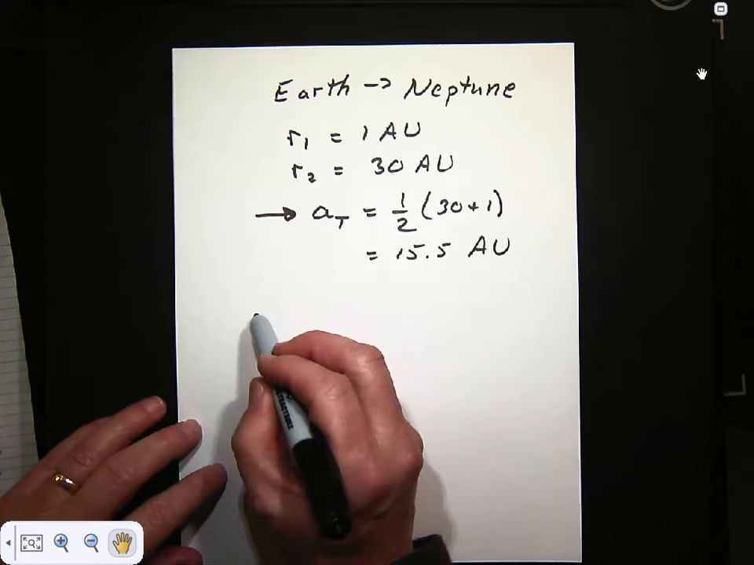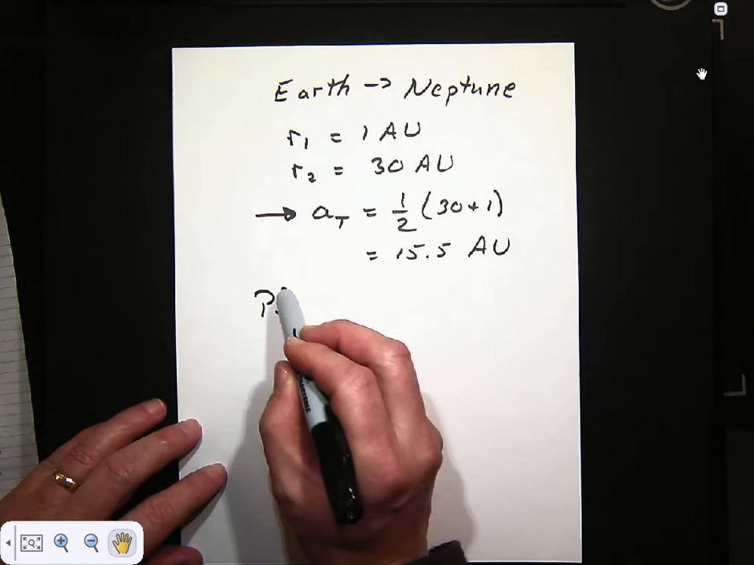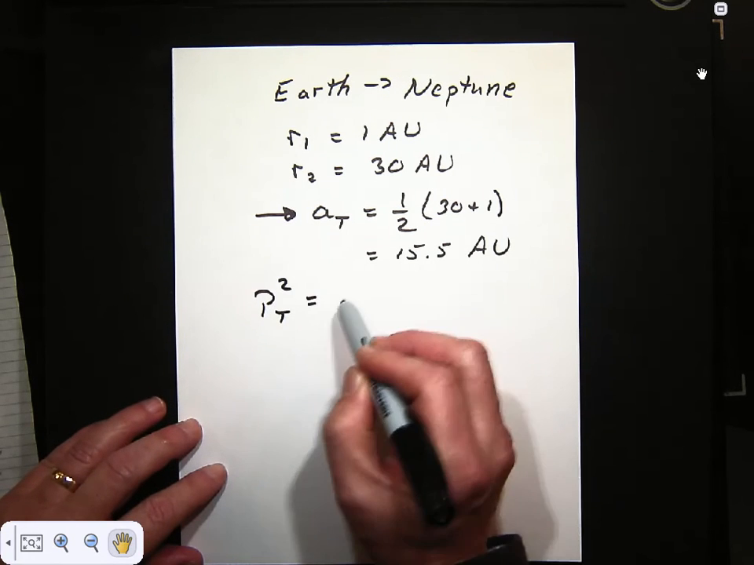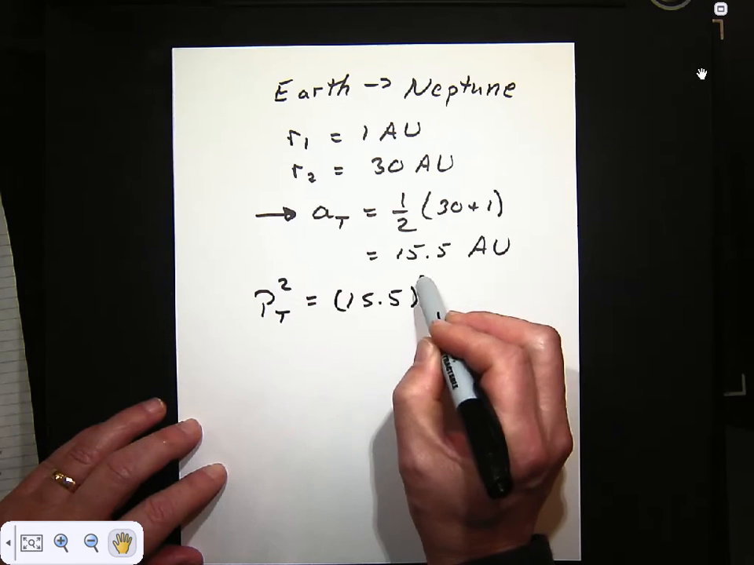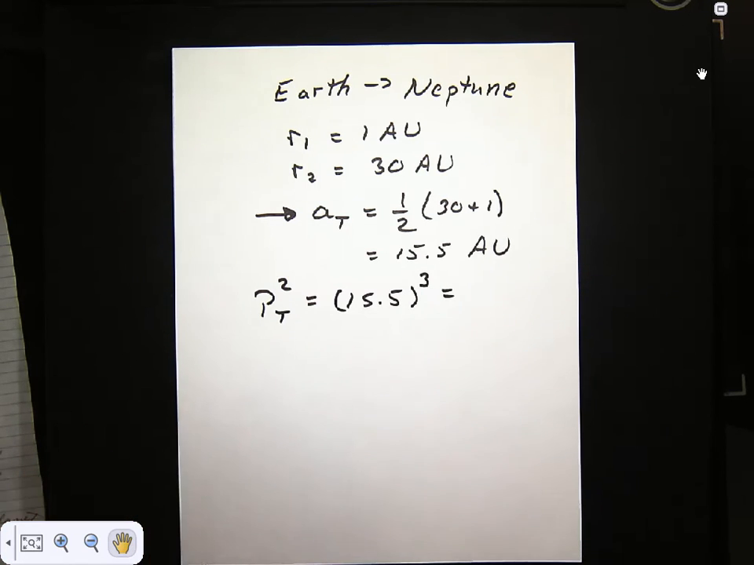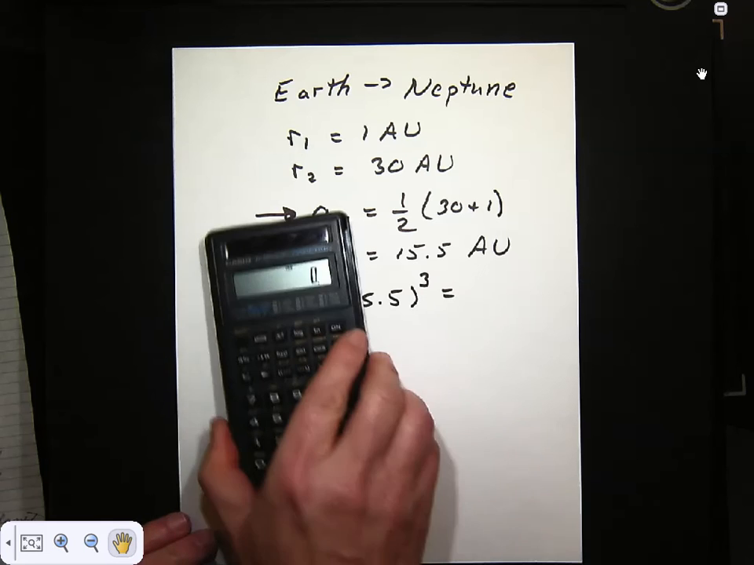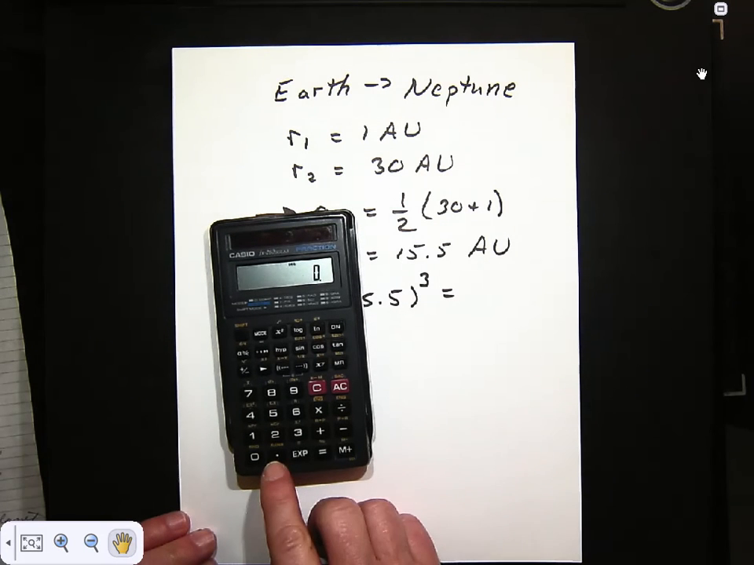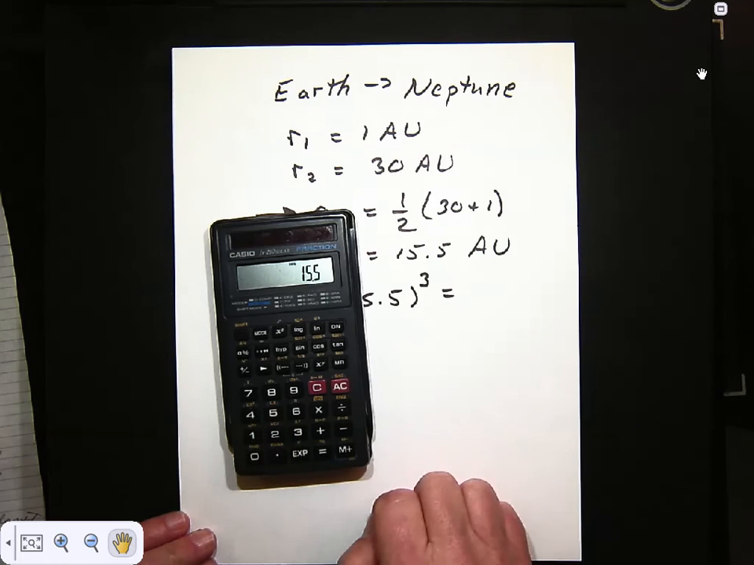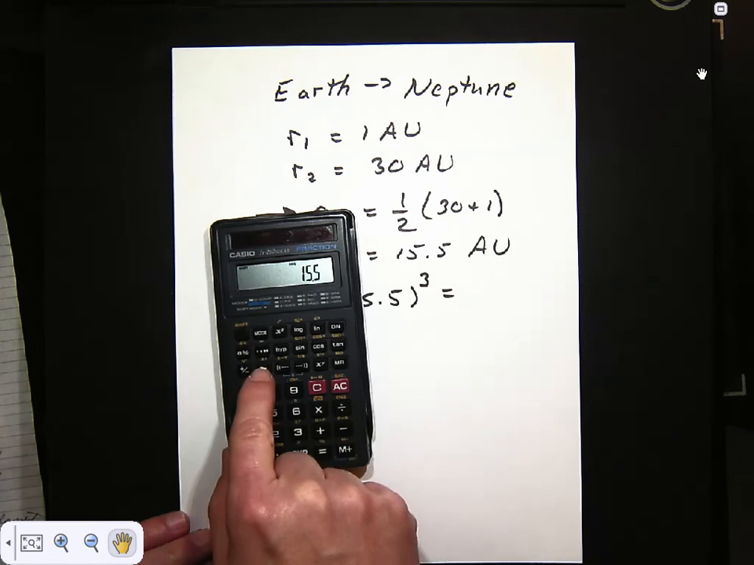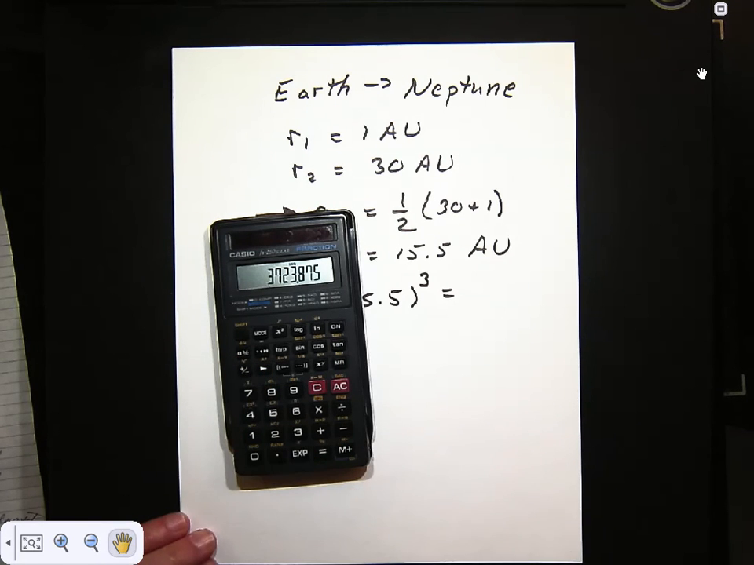The period then for the transfer orbit, p squared, is equal to a cubed, which is 15.5 in this case. We're going to cube it, see what we get here. My calculator happens to have a cube button. I put in 15.5, and I have to hit shift, and there's my cube right here, and I'm going to get 3,723.875. Well, that's about 3724 if I just round up a little bit.